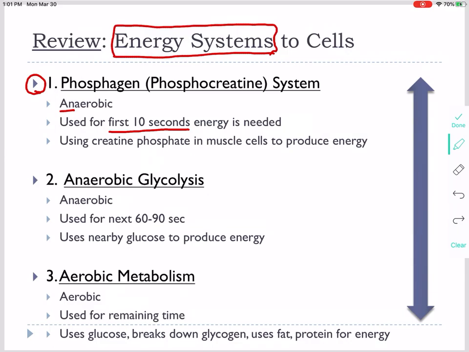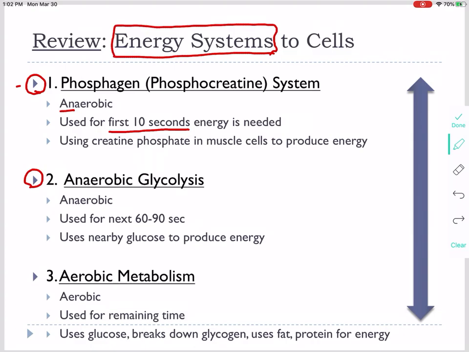Think about these in order. When our cells need energy right away, the first energy system they're going to use is called the phosphagen system. It is anaerobic, and it can produce energy for about 10 seconds. But what if we need a cell to have energy that's lasting longer than 10 seconds? What if I'm doing some kind of exercise that takes a minute? I'm doing a sprint that's a minute long. Well, my cells are first going to get energy from the phosphagen system for the first 10 seconds.